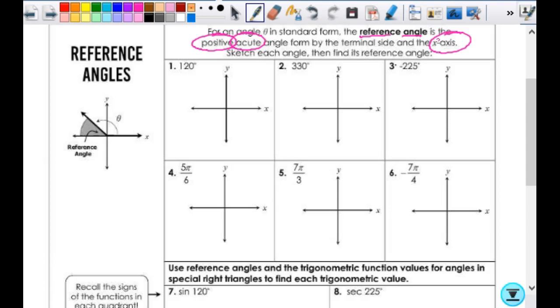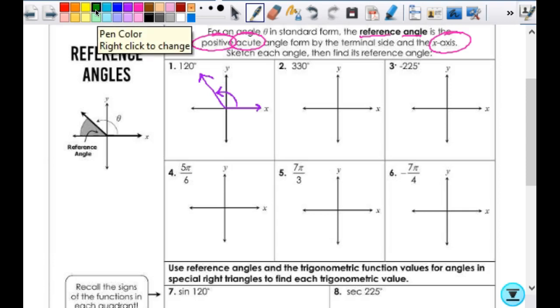So it says sketch each angle, then find the reference angle. All right, so we're going to sketch this 120-degree angle. What quadrant is that angle in? Second quadrant. We all agree with that, right? So I'm going to start here. I go to, this is 90, so then how much farther do I go? 30. So I go 30 degrees more, so it's about a third of the way. So 120 is this angle right here. So I have graphed the 120.